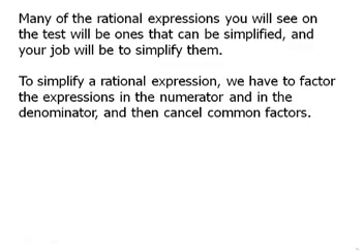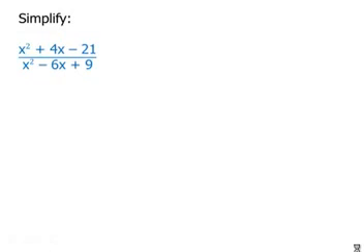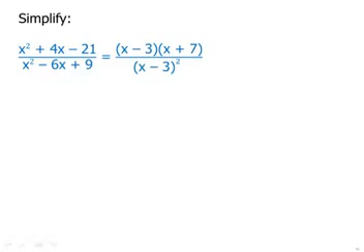To simplify a rational expression, we have to factor the expressions in the numerator and the denominator, and then cancel the common factors. So, for example, suppose we're asked to simplify this rational expression. Well, we have an ordinary quadratic in the numerator and another ordinary quadratic in the denominator. In fact, the one in the denominator is just the square of a difference pattern. So when we factor, what we get is x minus 3 times x plus 7 in the numerator, x minus 3 squared in the denominator. We can cancel a factor of x minus 3, and we're left with x plus 7 over x minus 3. And that is a simplified form of the same expression.